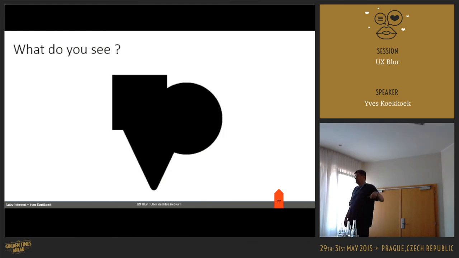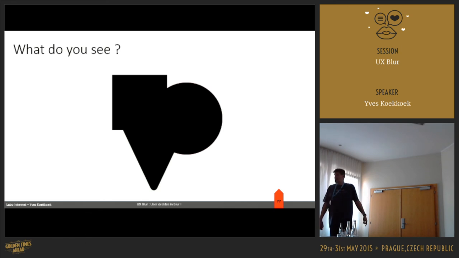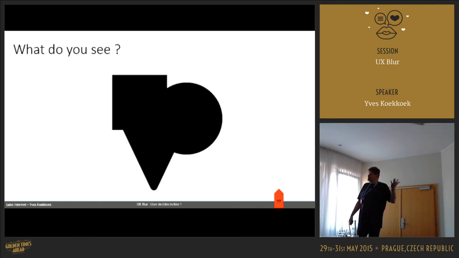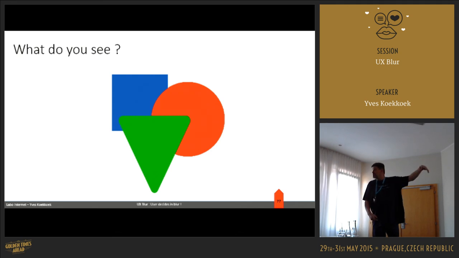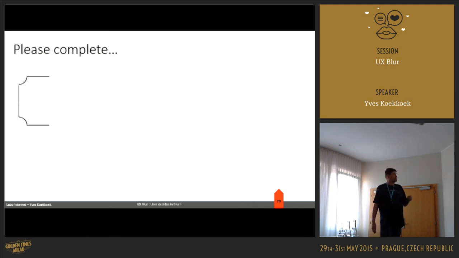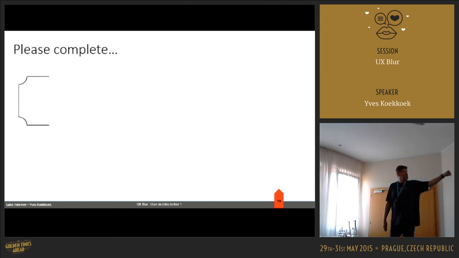What do you see? Yeah. No, you see a very complex shape, but in fact you have a square, a triangle, and a circle. So it's easier to remember. So you see something like this, no matter the colors. So we reduce perceived forms to simple objects so we can memorize them. And if you have more than 7 forms to remember, you give up. You can't remember it. It's not possible.